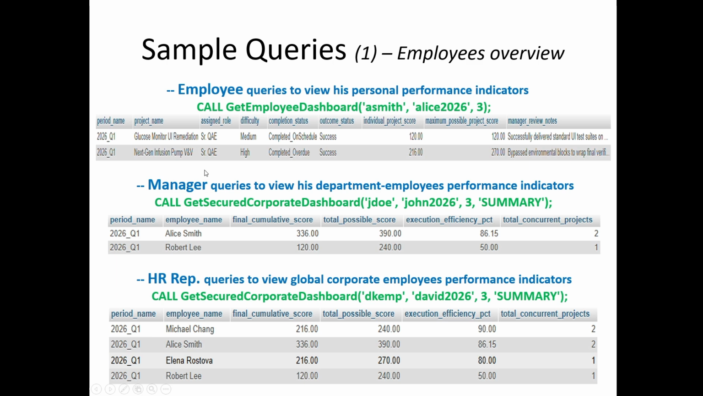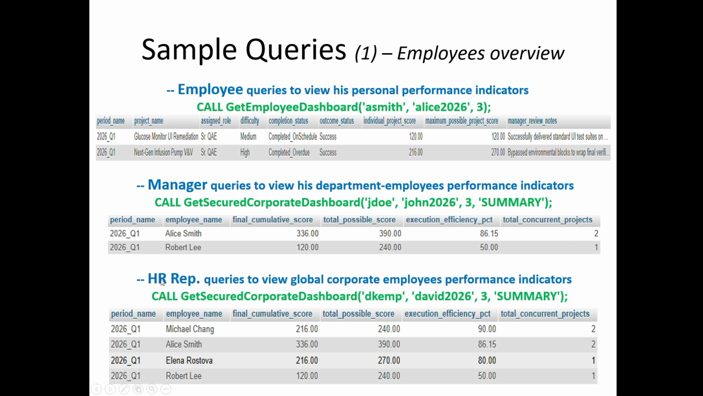Looking at the second query, John, Alice's manager, pulls the team report. The system automatically hides the specific project names and notes to give him a clean, high-level summary. The system rolls Alice's individual scores up into a single cumulative efficiency rating, 86.15%. This allows him to directly compare her high workload of 2 projects against her teammate Robert, who is struggling at a 50% efficiency rate on just a single project.